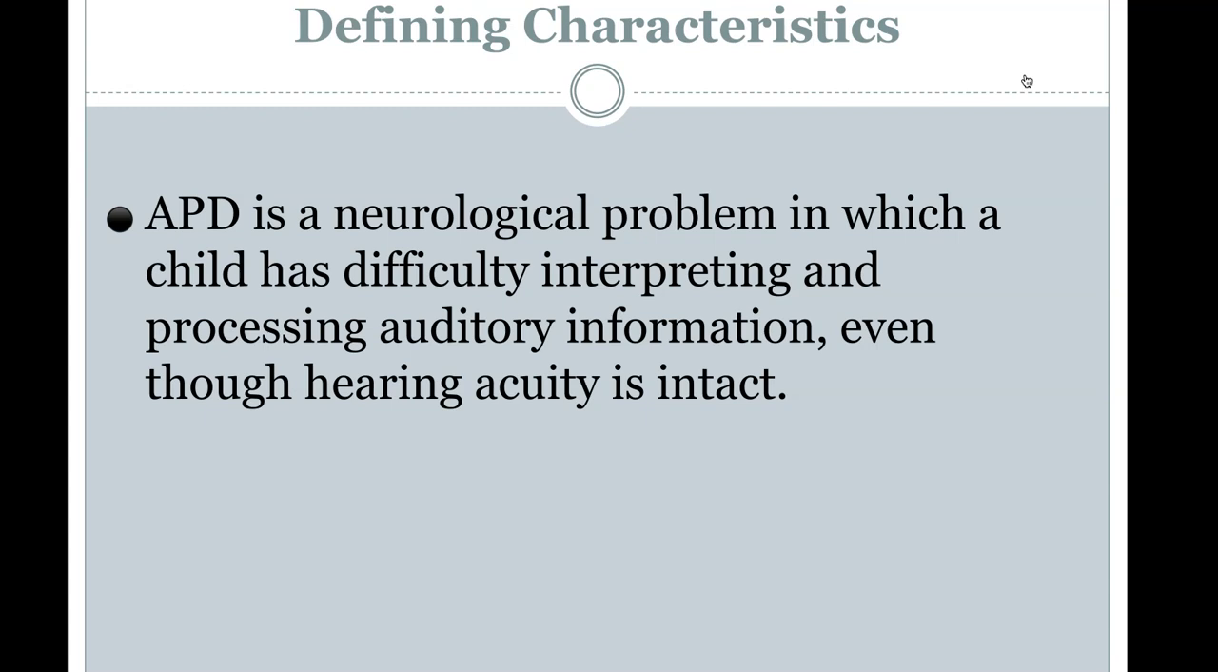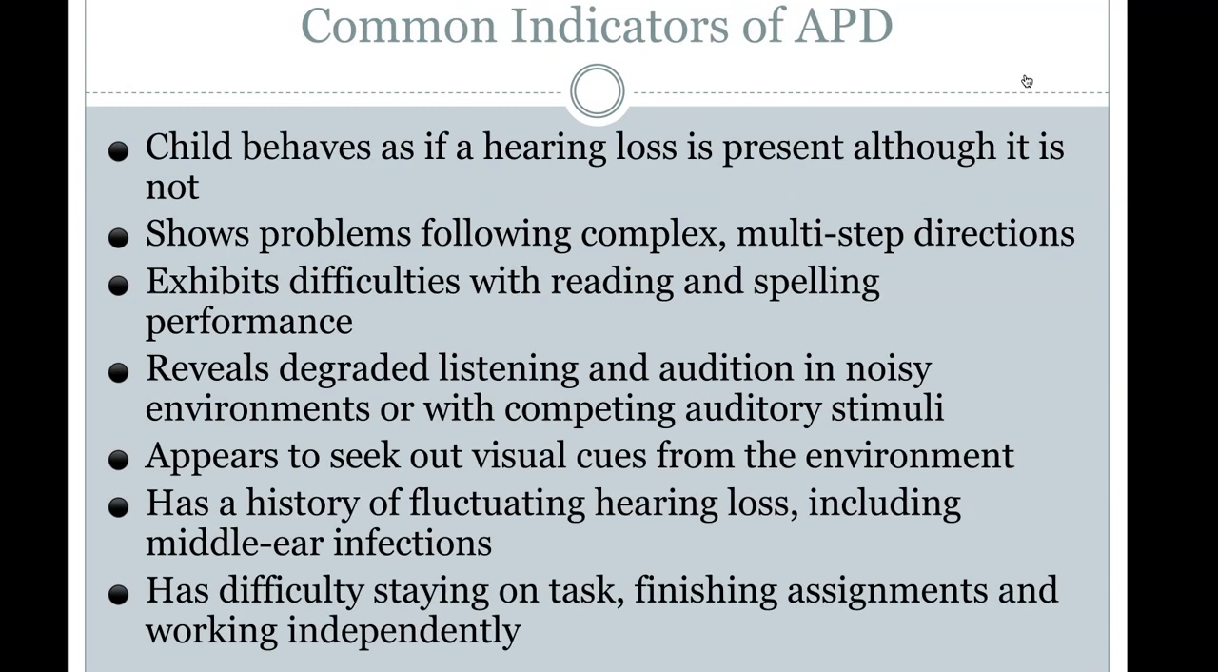APD is a neurological problem in which a child has difficulty interpreting and processing auditory information even though hearing acuity is intact. Often the child will behave as if a hearing loss is present, although it's not. They're going to show problems following complex multi-step directions, especially if they're given verbally or auditorily. They're going to exhibit difficulties with reading and spelling performance, right?